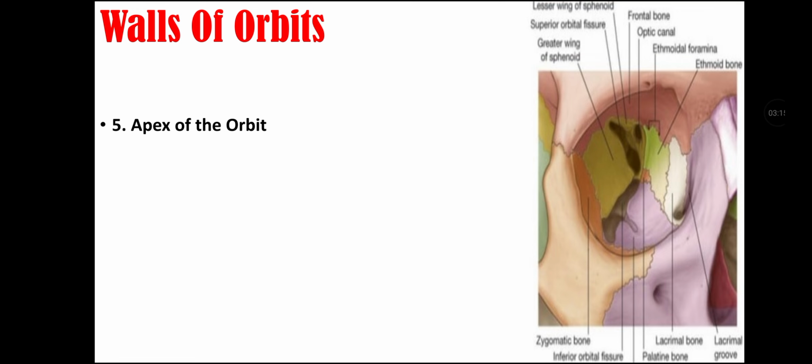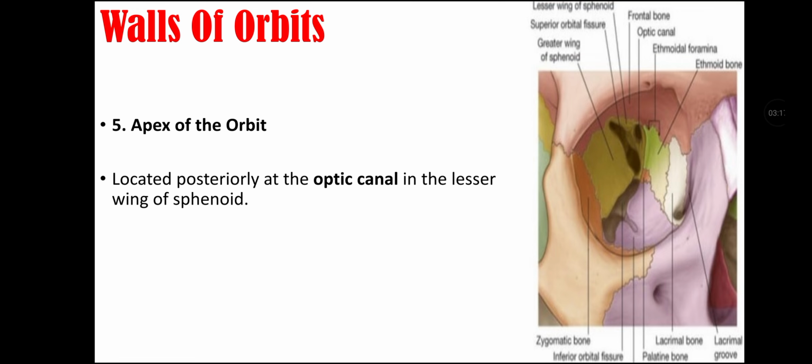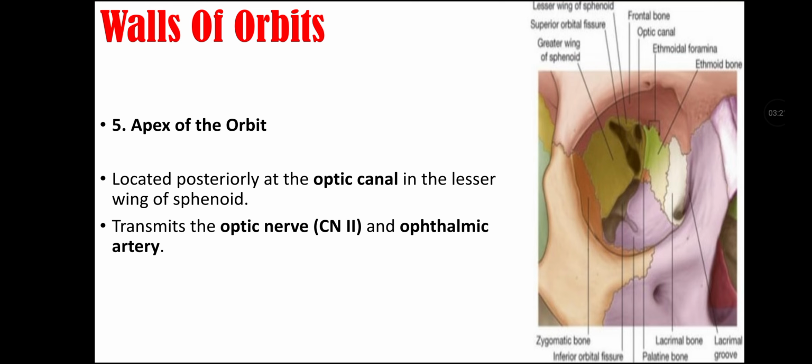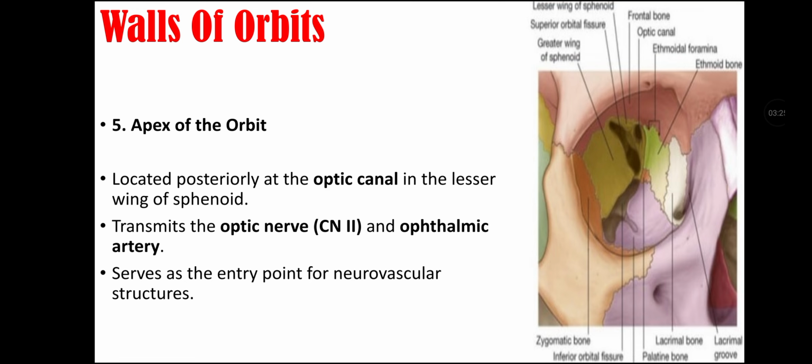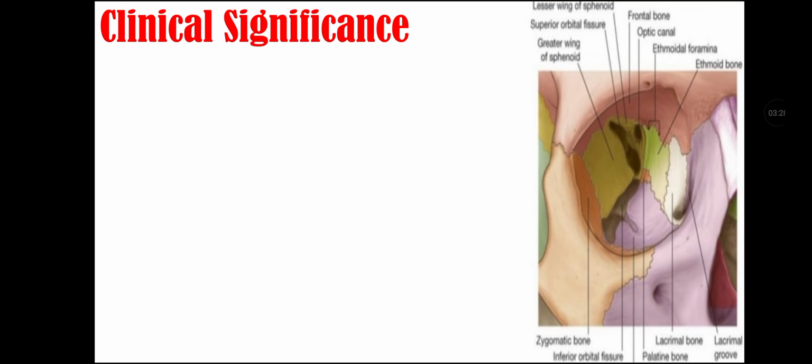Next is the apex of the orbit that is located posteriorly at the optic canal in the lesser wing of sphenoid bone. It transmits optic nerve and ophthalmic artery. It serves as an entry point for neurovascular structures.